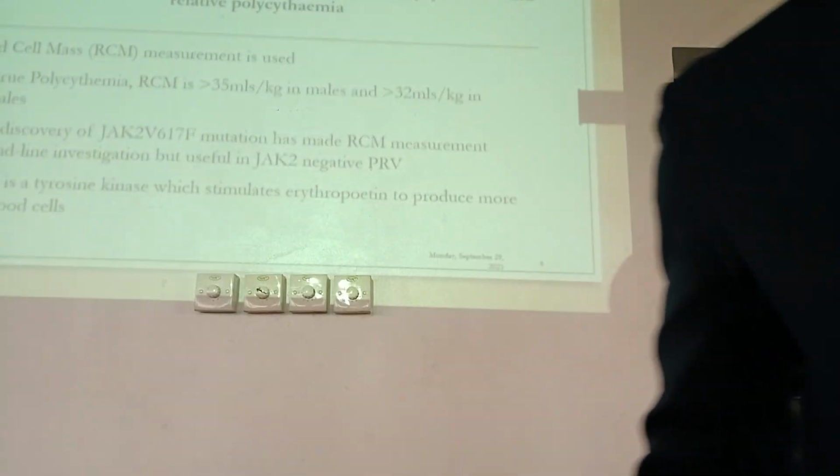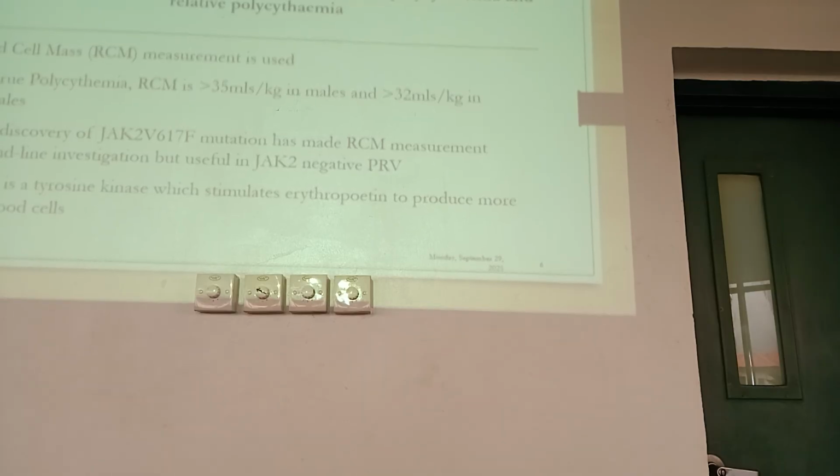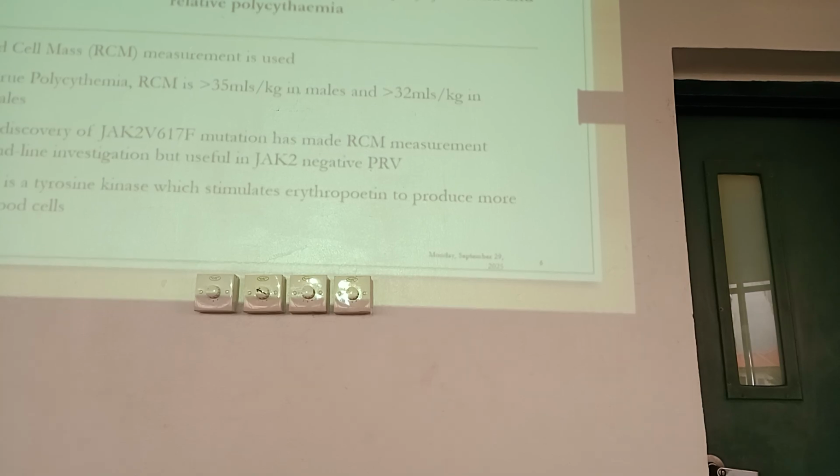Like I said, in true polycythemia, the red cell mass in males is usually 30 to 35 mils per kilo. If you weigh 10 kilo and have a red cell mass of 30, that means you have 300 mils of red cell mass. If you weigh 20 kilo, that will be 600 mils. But if it's higher than 35 mils per kilo, that's when you can say the person has an elevated red cell mass. For females, it's usually 28 to 32 mils per kilo.